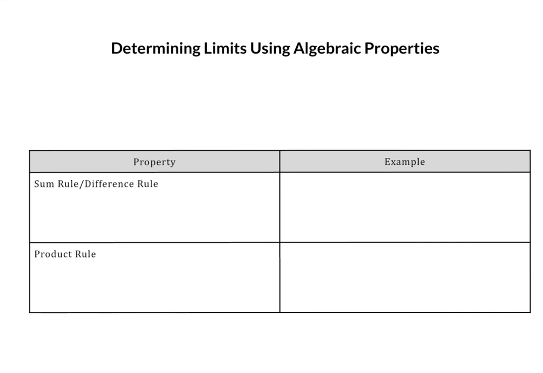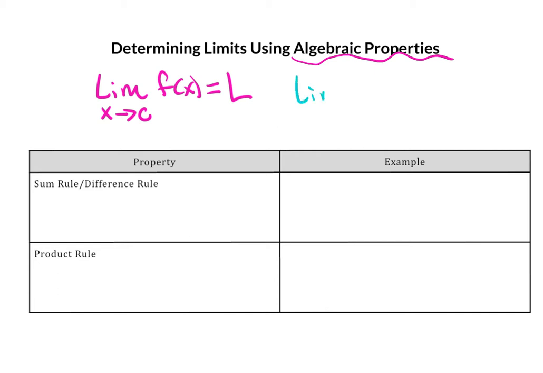In today's lesson, we are going to find the limits using some algebraic properties. A lot of these are pretty self-explanatory, but we're going to go over them. For the sake of the notes, I'm going to have the limit as x approaches c of f of x, and I'm going to say that equals L. And then I'm going to have the limit as x approaches the same value c of the function g of x equals M. So two limits approaching the same value, different functions.